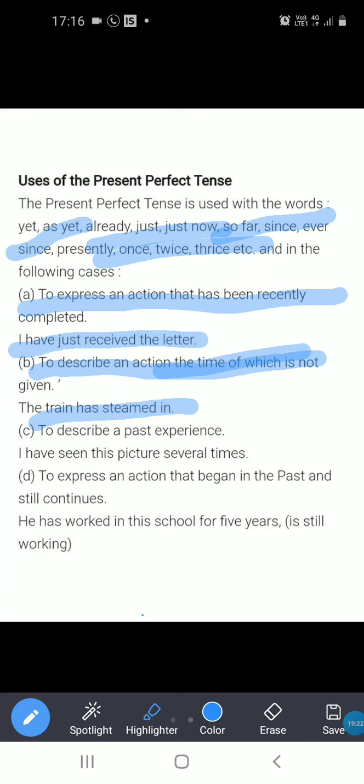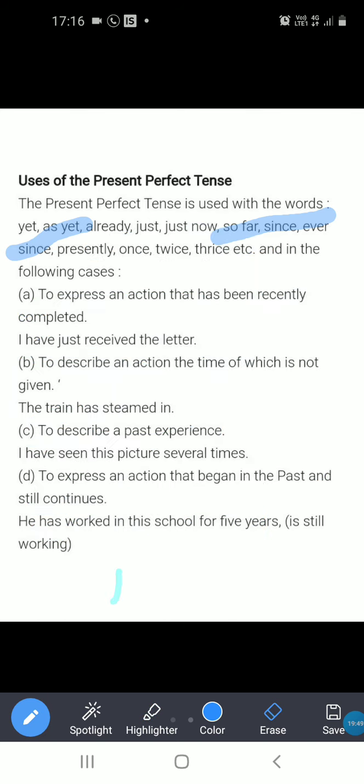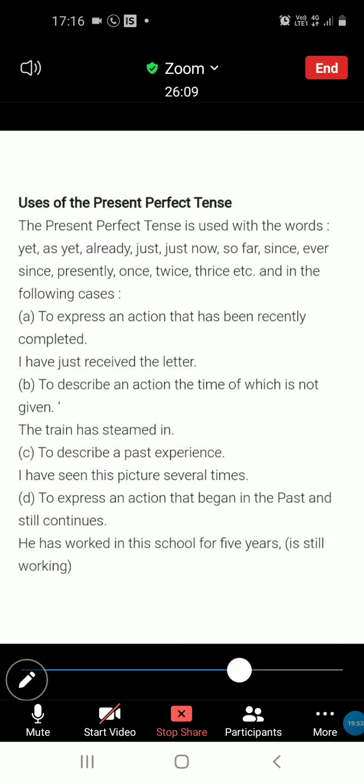To describe a past experience: I have seen this picture several times. When we are talking about something we have already done many times, that is present perfect tense. To express an action that began in the past and still continues, that is present perfect. He has worked in this school for 5 years, he is still working. This type of sentence is called present perfect tense.